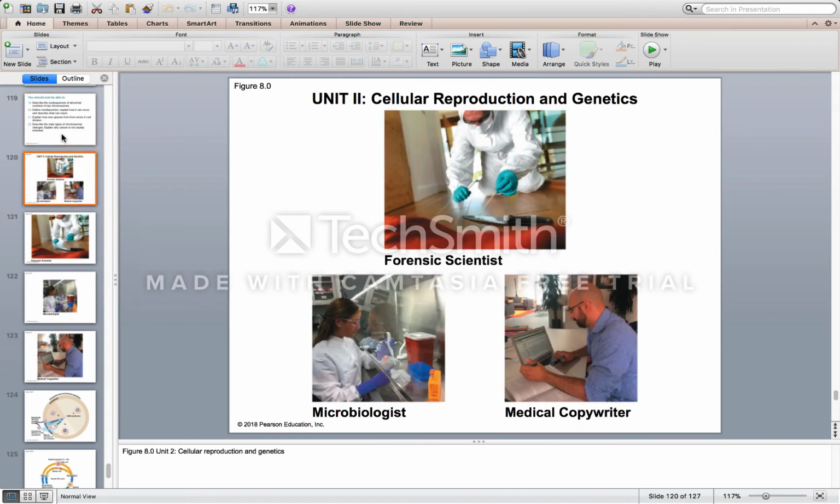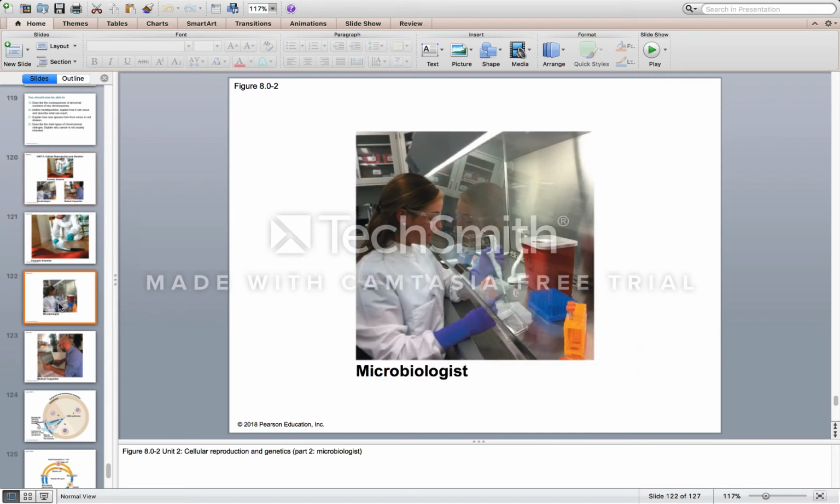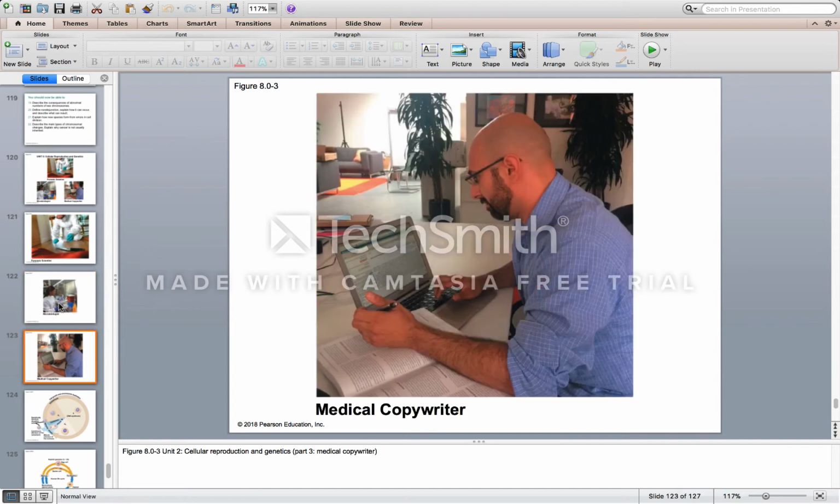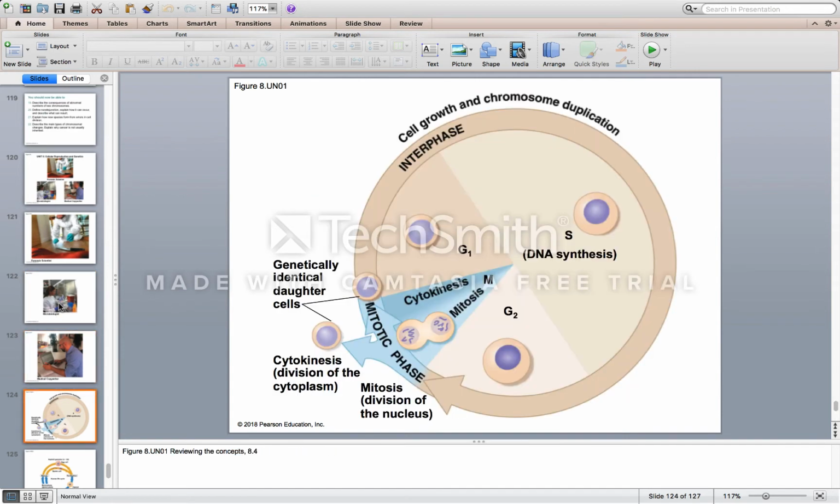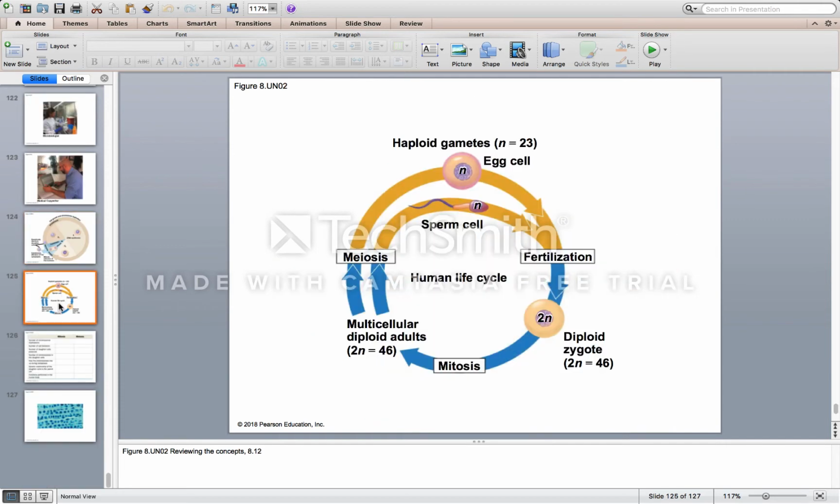These are just some folks that are responsible for understanding cellular reproduction and our Mendelian genetics. So we got the crime scene guy, the forensic scientist. We have the microbiologist who's pulling the information and studying bacterial and viral nature. We got the copywriter who is writing everything down from what everyone's learning. So again, the microbiologist studying in the lab. This is the medical copywriter. And then, of course, we have the cell cycle. Here we have the mitosis and meiosis, especially with our gametes of egg and sperm.